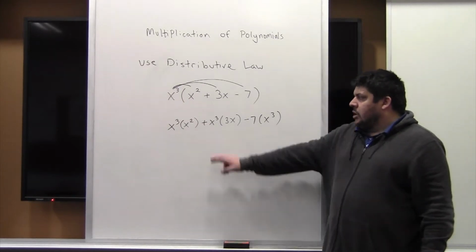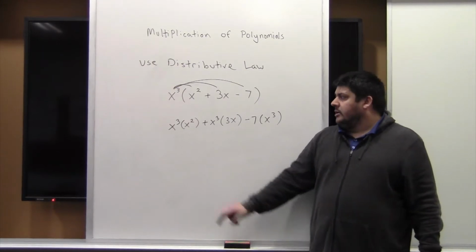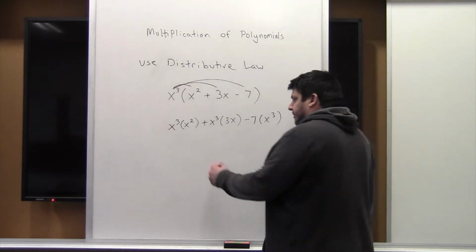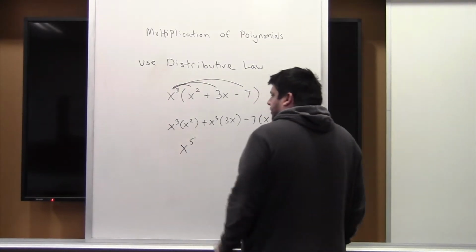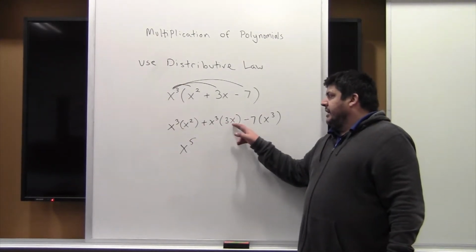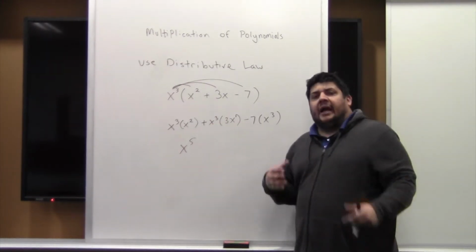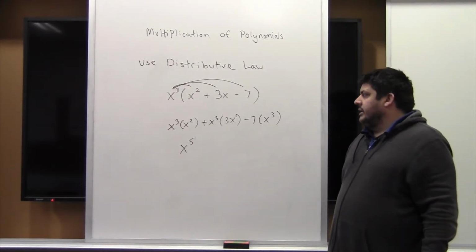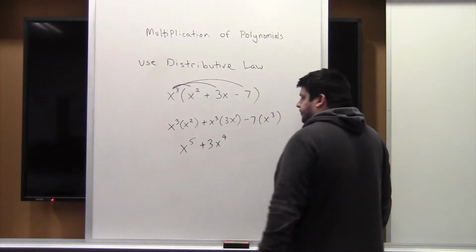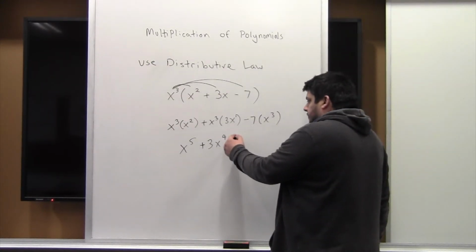All right, if we recall in the last section, we talked about how to multiply these two monomials together. You simply add the exponents. So 3 plus 2 here, that's 5. So this is x to the 5th, because x cubed times x squared is x to the 5th. Here we have 3x, which is like x to the 1, times an x cubed. Adding the exponents for the x's, we get 4. So this is plus 3x to the 4th. And here, we just get minus 7x cubed.